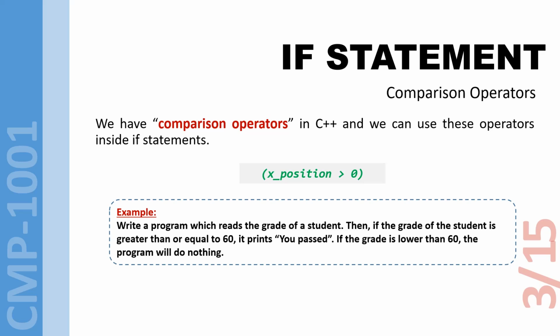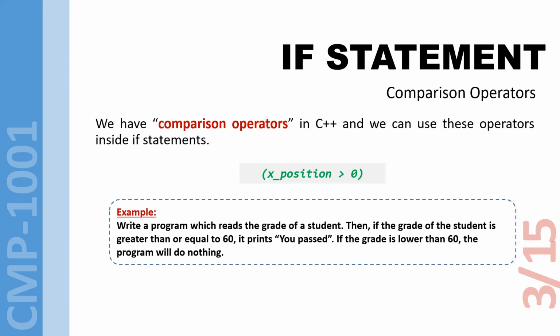Speaking of comparisons, we have comparison operators in C++. If you remember from our operators part, we have a group of operators called the comparison operators, and we can use them inside the if statements. A simple example is going to be something like this. Let's assume that we have an integer called x_position, and I want to check if the value of x_position is greater than 0. This operator will simply compare these two values, and if x_position's value turns out to be greater than 0, the output of this operator is going to be true. Otherwise, the output of the operator will turn out to be false.